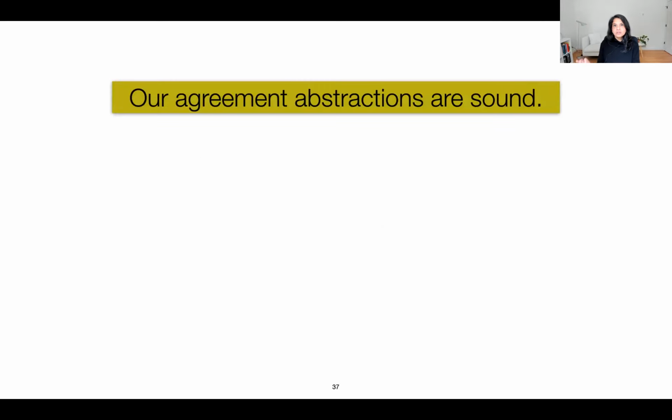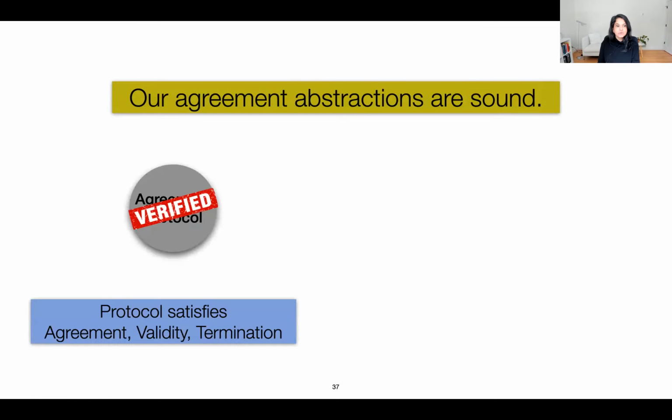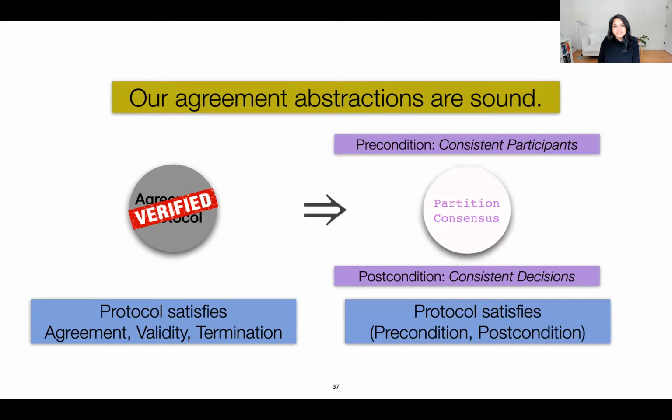Okay, so to make this more precise, we show that our agreement abstractions are sound. What does this mean? If you start with an agreement protocol that is verified, in particular that satisfies the standard agreement, validity, termination criteria, then the abstraction specified by our agreement primitives and their semantics is sound. Okay, so it means that the protocol also satisfies this precondition postcondition pair. So that is what we mean by our abstractions being sound. Any questions before I move on to the next part?